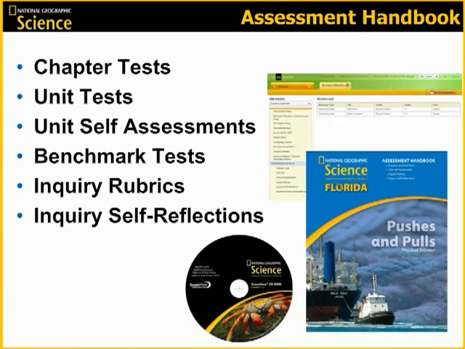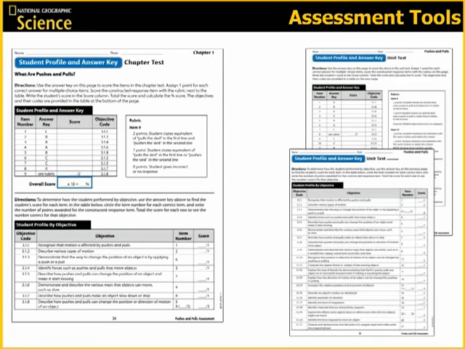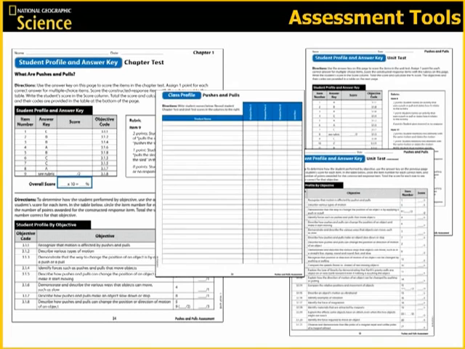And all of these tools are also available on MyNG Connect, and you can use the ExamView CD-ROM to customize chapter and benchmark tests by selecting or adding items. As you assess your students, it's important to track exactly what objectives they are mastering. You can do this by using the tracking tools available in each assessment handbook. There's a student profile and answer key sheet for each chapter test and each unit test. And you can keep track of all test scores using the class profile sheet for each unit.